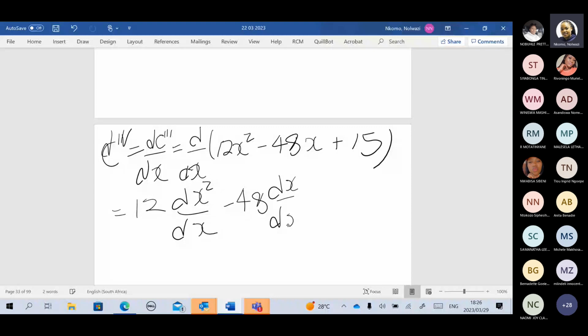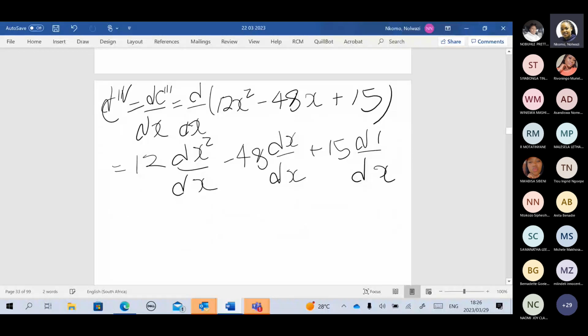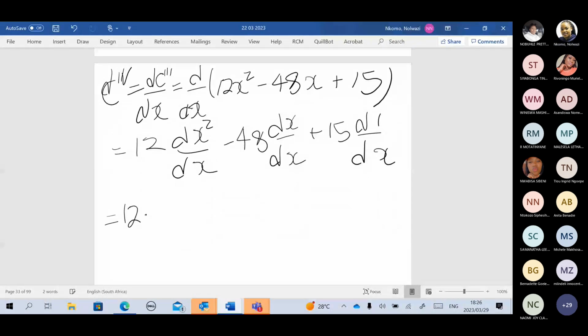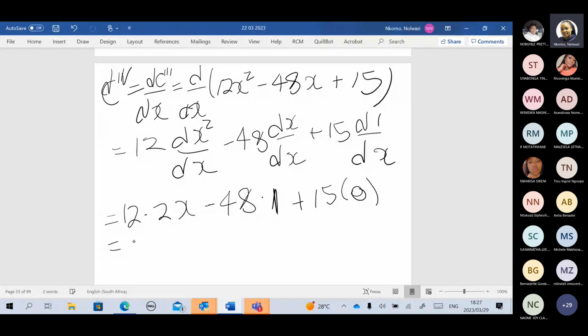Okay, differentiate from here, you'll have 12 times 2x, because you subtract 1, minus 48 times 1, because the derivative of x is 1, plus 15 times 0, because the derivative of 1 is 0. Okay, and we simplify, you get 24x minus 48, right? This is the fourth derivative.